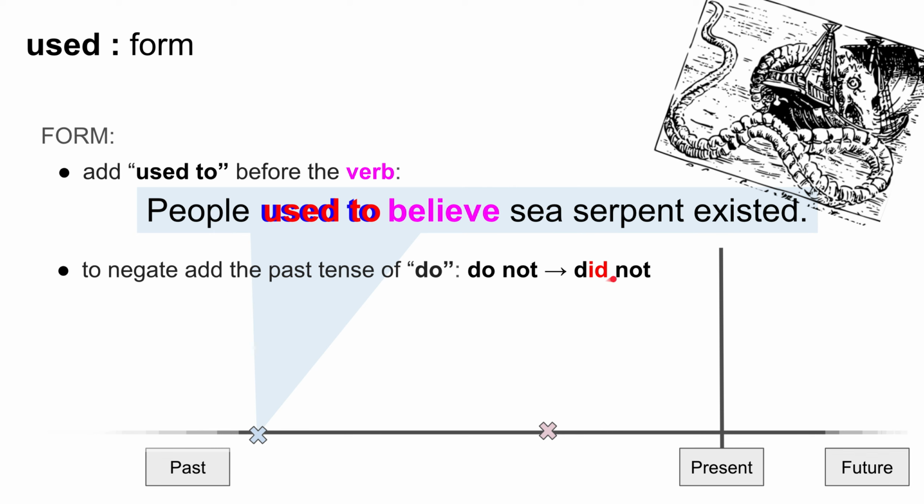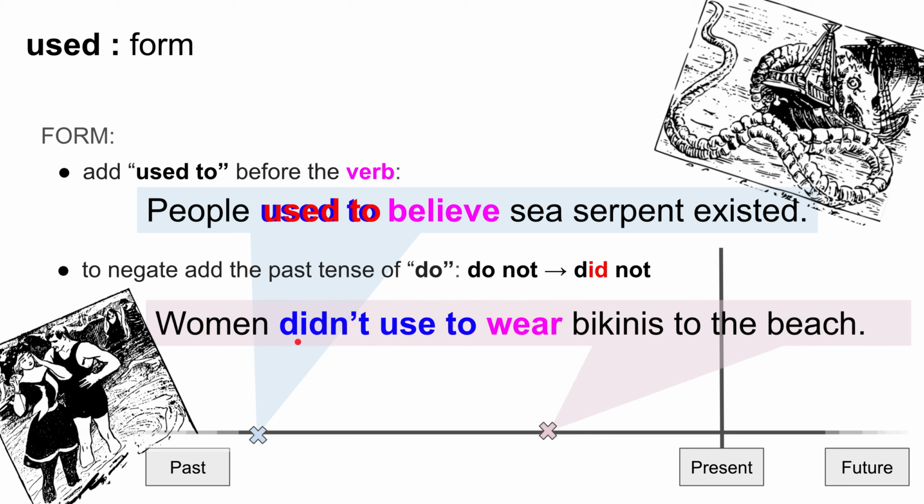That is, did not. So, for example, women didn't used to wear bikinis to the beach. They didn't. It's just a fact. 1920s. Okay. Is that still true? No, it's not. Okay. But in the past, women used to wear swimming dresses, and women didn't used to wear bikinis. Okay, moving forward now.